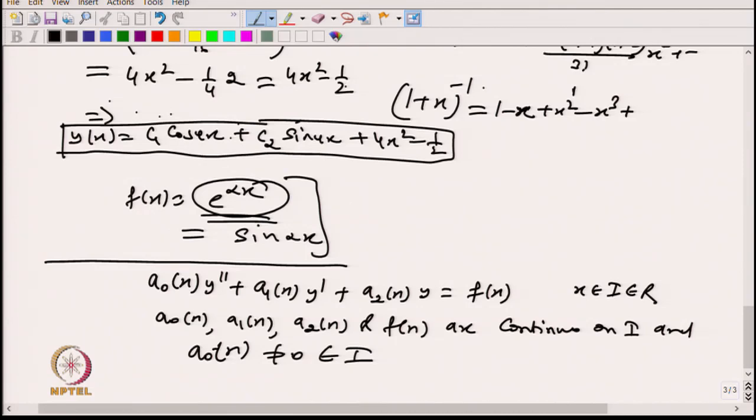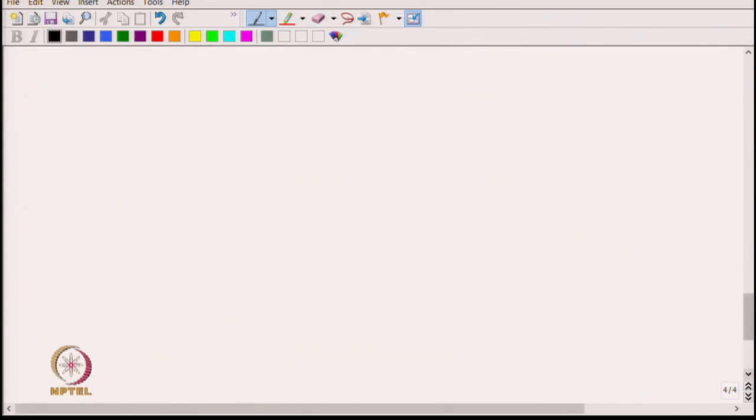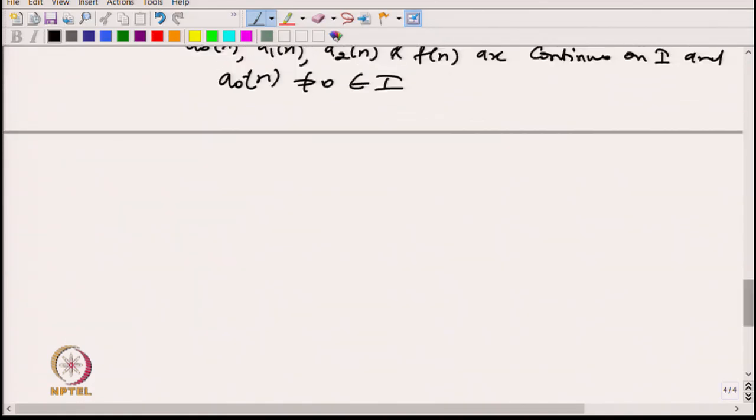So, in that case I have now a general second order linear non-homogeneous differential equation. So, these are my functions, and now I do not know how we can solve this type of equation, but there is a very famous method, the method of variation of parameters.